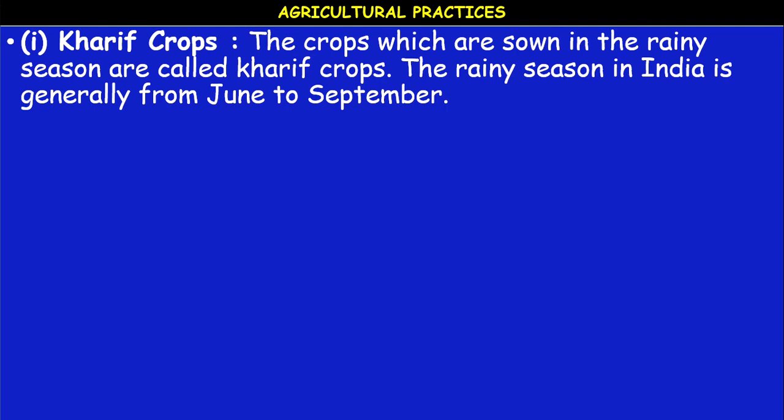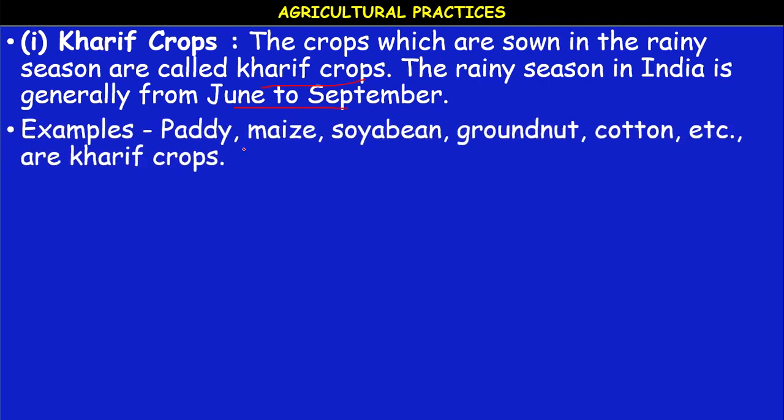Okay, the crops which are sown in the rainy season are called kharif crops. The rainy season in India is generally June to September. Examples: paddy, maize, soya bean, groundnut, cotton, these are all kharif crops.